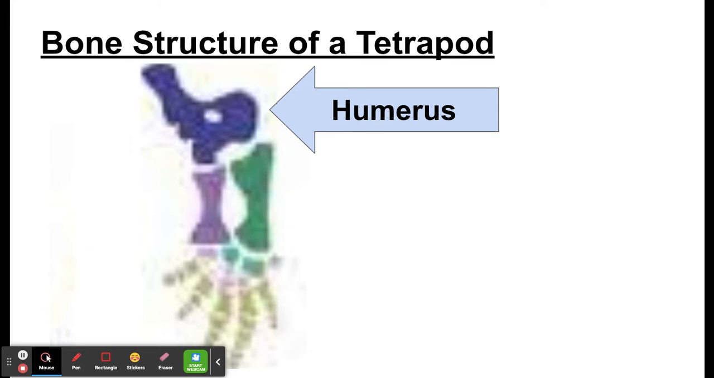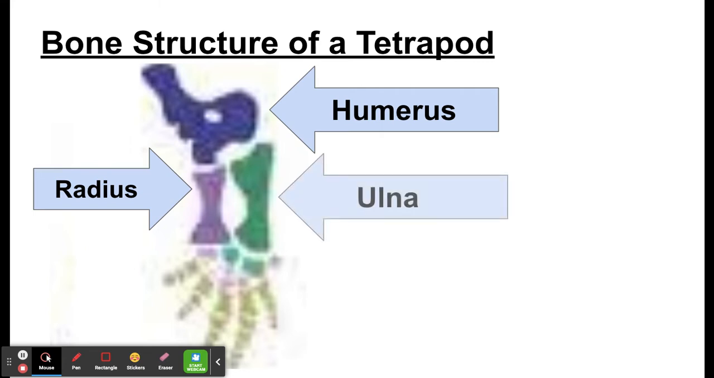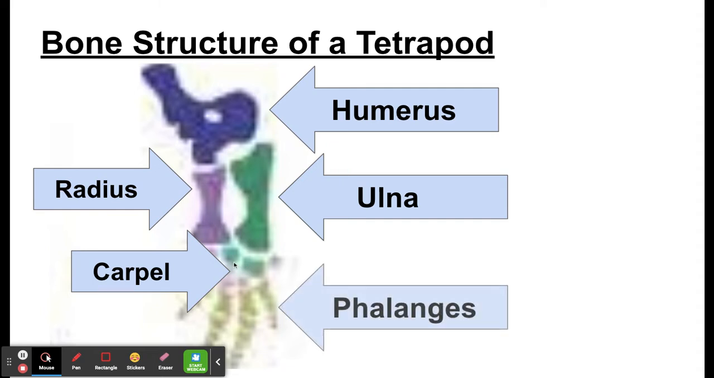Here on the left, we have what's called the radius. On the right, we've got the ulna. Those are two bones that make up the arm of this tetrapod from 300 plus million years ago. And then we have the carpals, which are all these kind of weird small wrist bones. And then at the very bottom, you've got the phalanges, which is the fancy science word for fingers, basically, or toes, whatever you want to call it. In this case, it's fingers because it's the front leg.